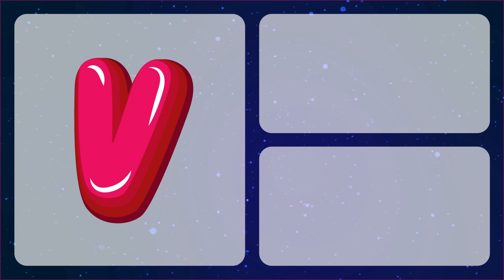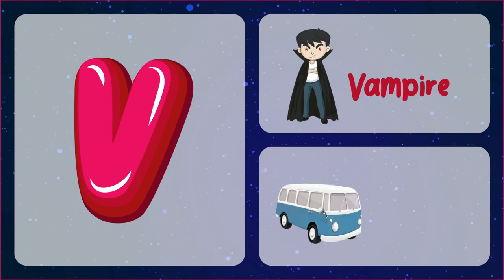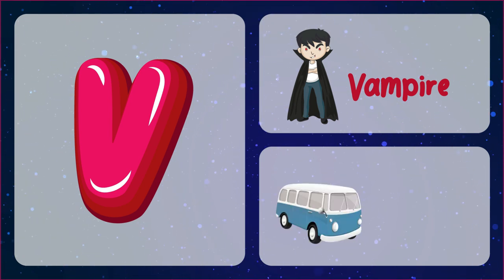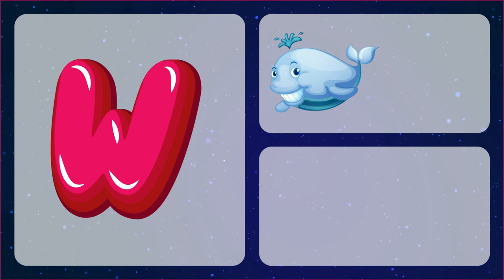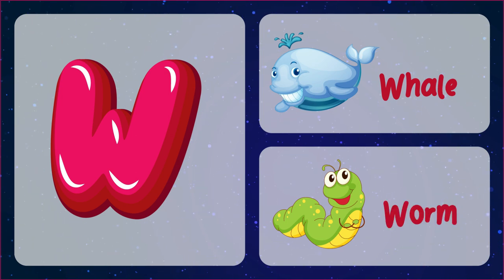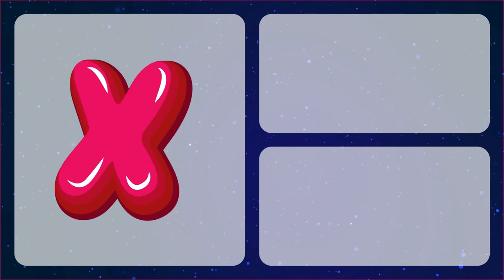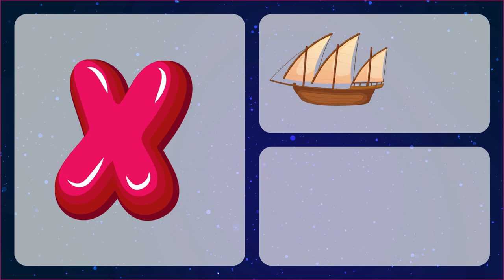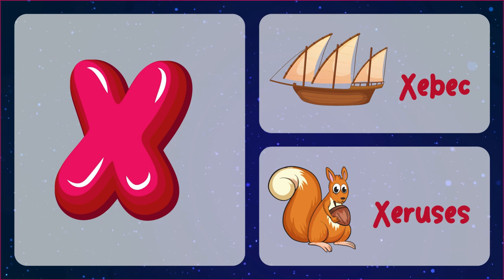V is for vampire. Van. W is for well. Worm. X is for zebek. Zerzis.